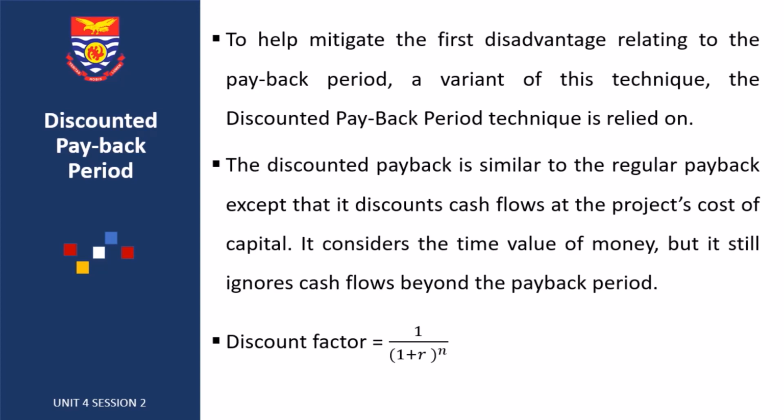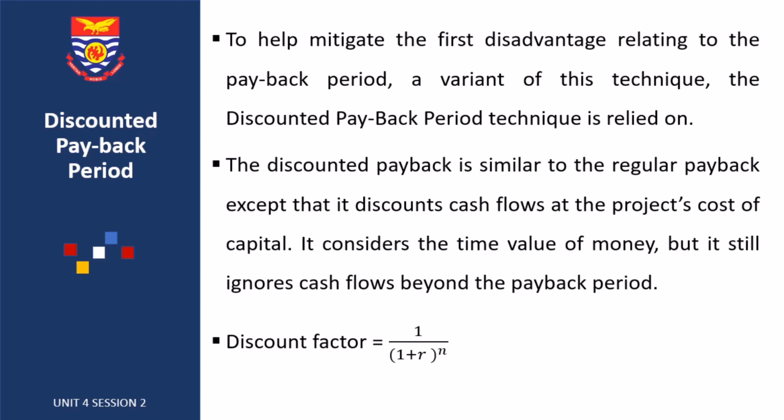In this one, we discount the various cash flows to their present value. So we find the present values of the cash flows, because the cash flows will not be the same. We have different years, and you can't just compare year one cash flow to year two. You have to discount all the cash flows to their present value before you can use them in your analysis. So that is the only difference between the payback period and the discounted payback period: we use the present values in doing our analysis.